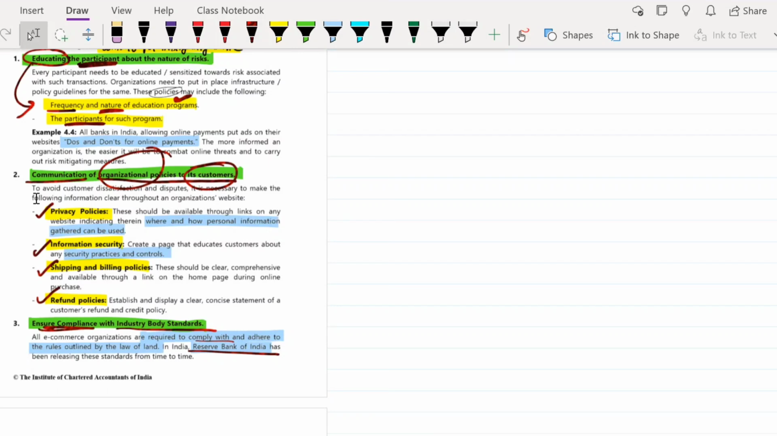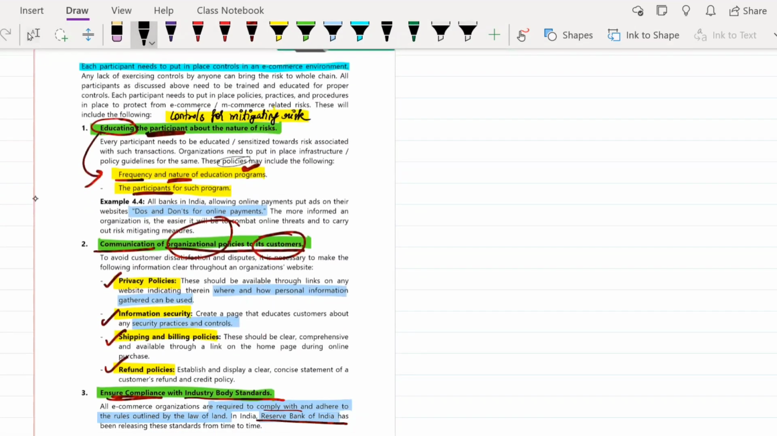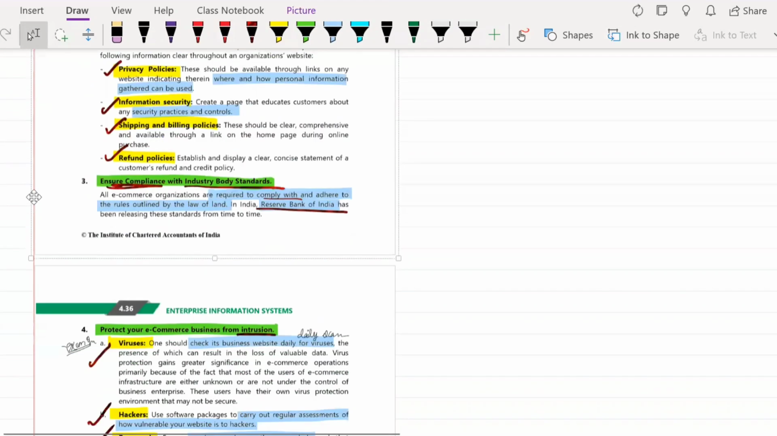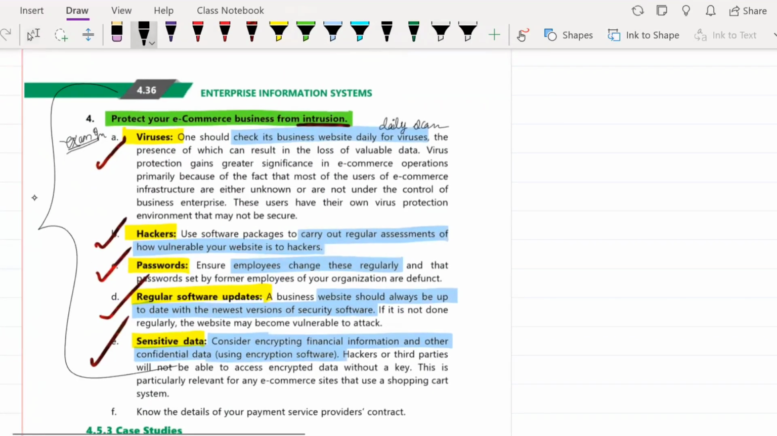Number 2, why you should study from the ICA study material. In the exam, they have before asked questions on controls for mitigating risk, what controls can be taken. But in one exam, they asked specifically how we can protect our e-commerce business from intrusions, what the kinds of intrusions are and how you can protect against them. Like this, from very tiny areas, they ask questions of 5 marks.